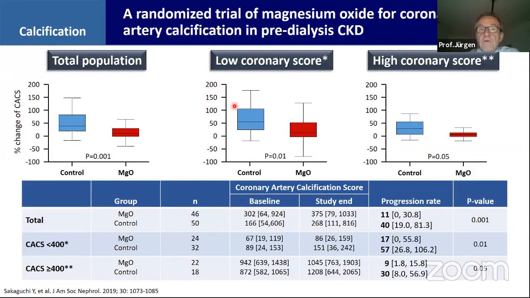In the control group, the coronary artery calcification score increased by about 50%. And this was also observed if you had a high pre-existing burden. In the total magnesium population, and no matter whether you had a lot to start with or little to start with, there was essentially no change in the whole group. And the calcification in the coronaries did not progress.